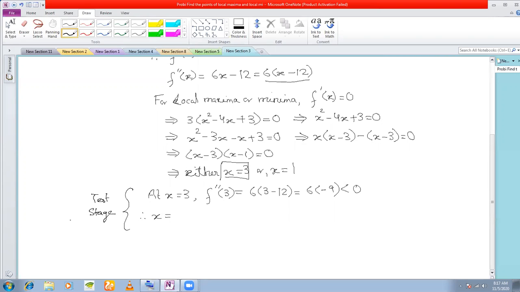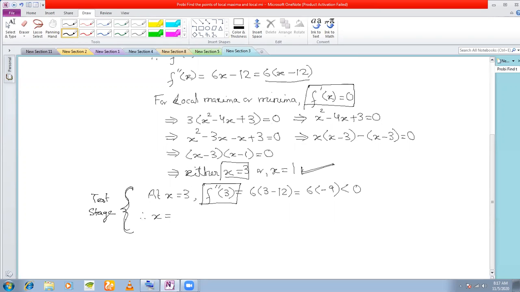Okay. So first, with the help of f dash x is equal to 0, you are getting the values of x. Okay. Now whatever values of x that you are getting, in the testing stage you will put them in f double dash x.